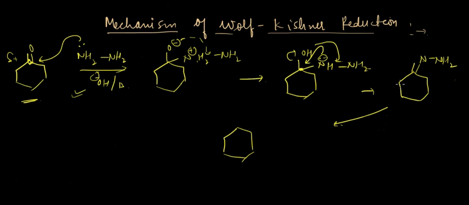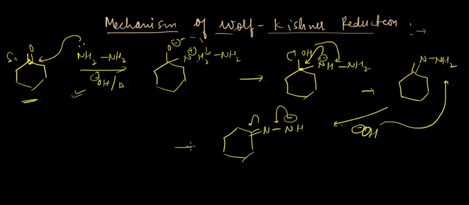So now what will happen is, we are again passing it in presence of a strong base. Then that strong base will take away the hydrogen from the nitrogen atom, and as a result we'll get a negative charge on the nitrogen atom. Okay, and it will create this conjugated structure, and we'll get a negative charge on the carbon atom and a double bond between N and N.